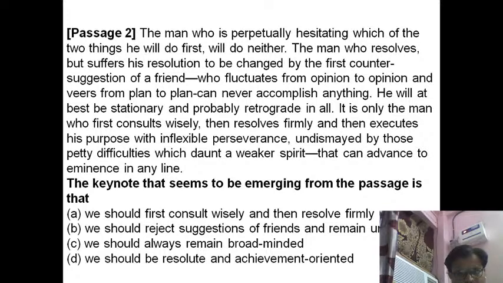I feel that you guys will definitely go for the A option only, because the second option, the B one, says we should reject suggestions of friends and remain unchanged. We should always remain broad-minded. We should be resolute and achievement-oriented. These ones are not the means. C or D also are giving, in some sense, the right answer, or moreover they have also been discussed somewhere in the passage.